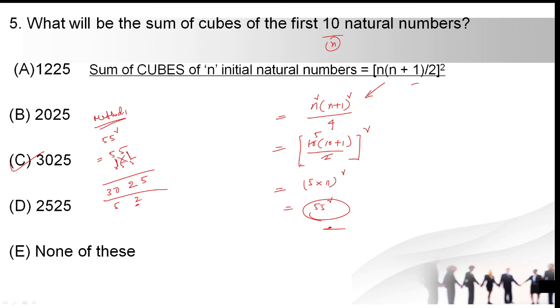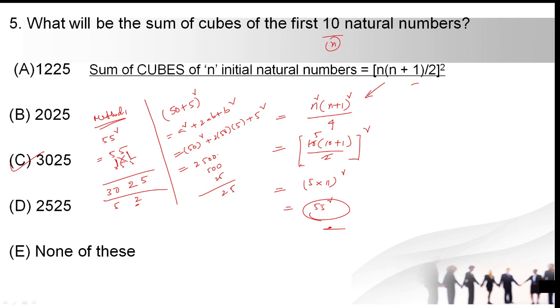This is one way. Or we can use an identity, that is 50 plus 5 whole square, which is equal to a square plus 2ab plus b square, that is 50 square plus 2 into 50 into 5 plus 5 square. There you will get 50 square is 2500, and here we will get 500, and 5 square is 25. So the answer is 3025. Again you got the same.